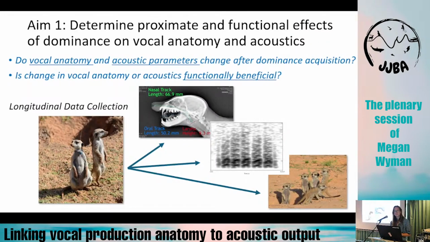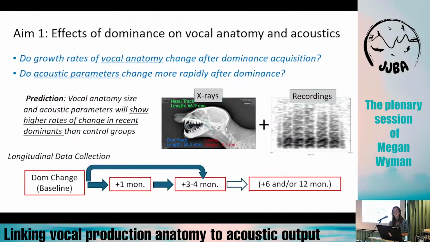So first we want to see, does vocal anatomy and acoustic parameters change after they become dominant? And is this change functionally beneficial? So we tracked these vocal changes within individuals, where we collected them again and again, and measured these traits. So here's an X-ray of a live individual, and we can measure the height of the larynx and the vocal tract length within it over these time periods. And then we do recordings as well and measure the acoustic parameter change. And then we also measure variables to do with reproductive success.